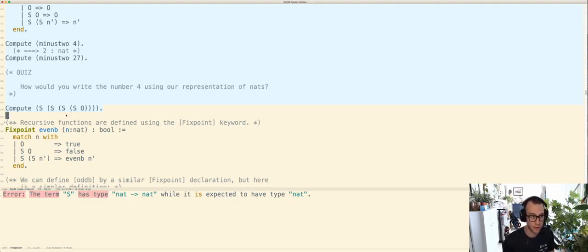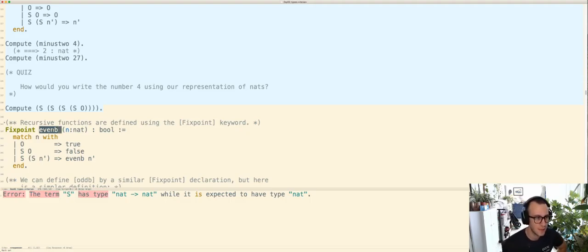So the way you define a recursive function is with the word Fixpoint. So Fixpoint says, hey, I'm defining a name. Fixpoint is like Definition, except you're allowed to use the name in the body of its definition so long as you call it on something smaller, something structurally smaller. And we'll talk about what that means.